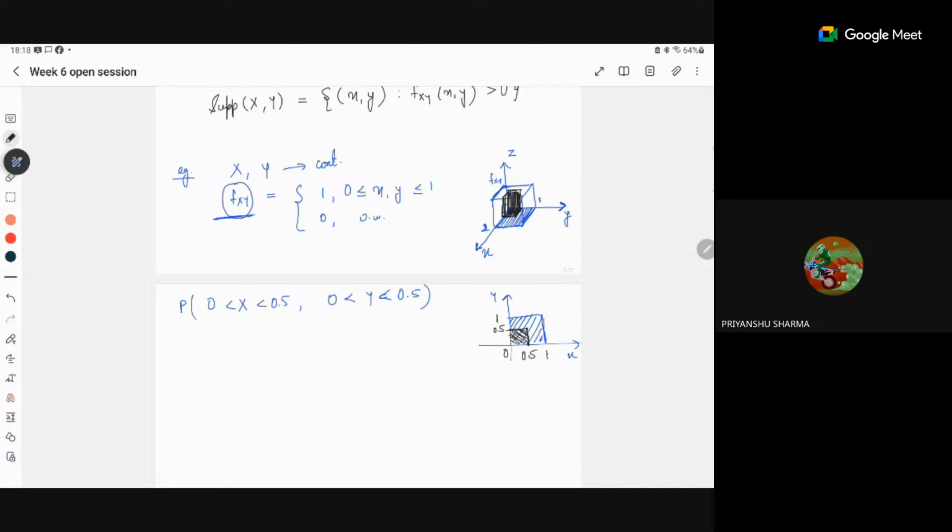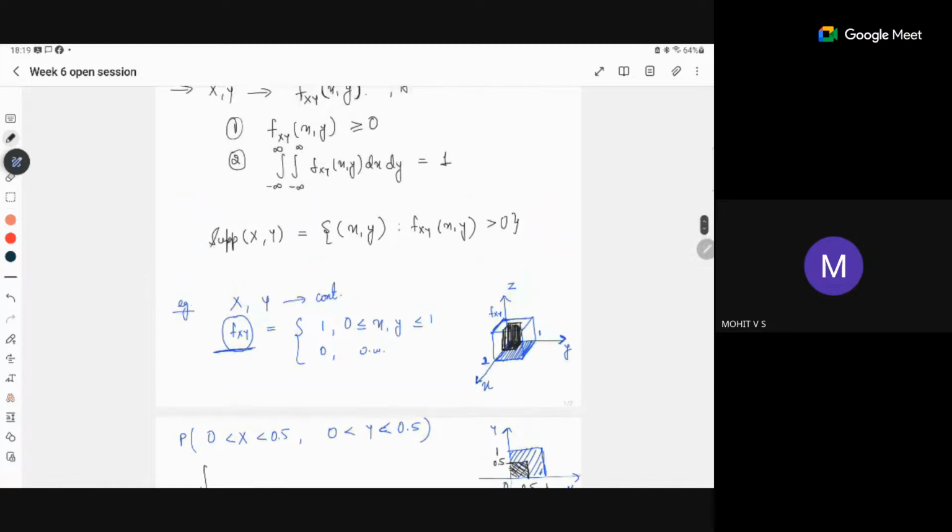And if we want to find it through this 2D picture, what is the probability that x lies between 0 to 0.5? It is 1 by 4, yes. So how did we define this?